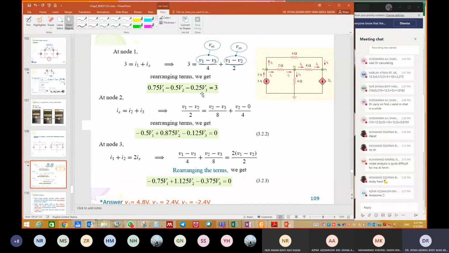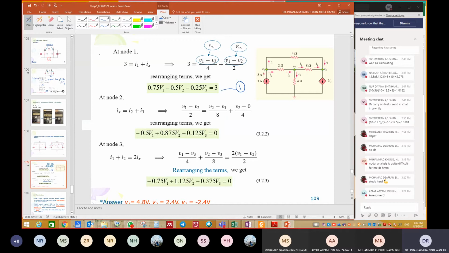You may leave it in fraction or in number? Number, not in fraction. Decimal. Okay, decimal, equal to 3. So this is your first equation that you will key in your calculator.